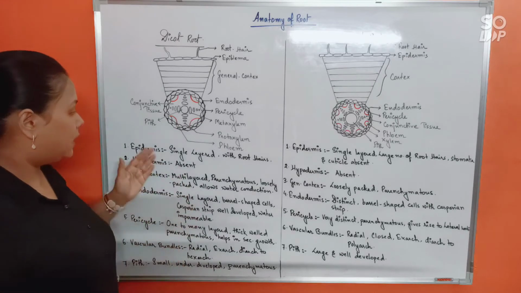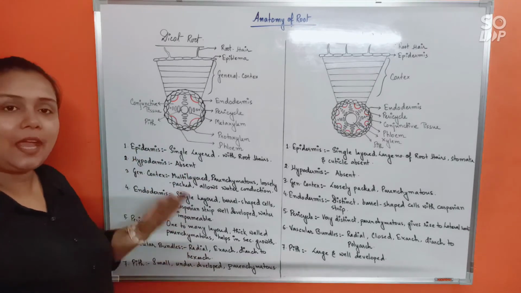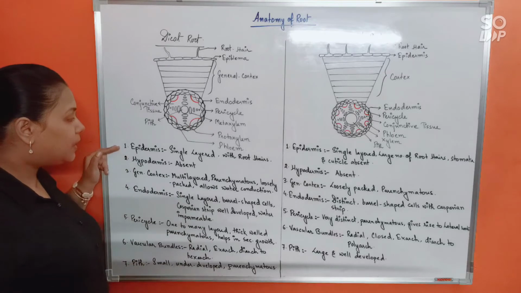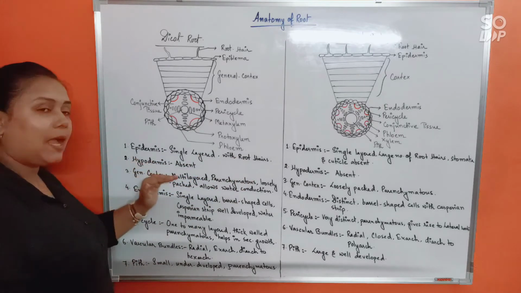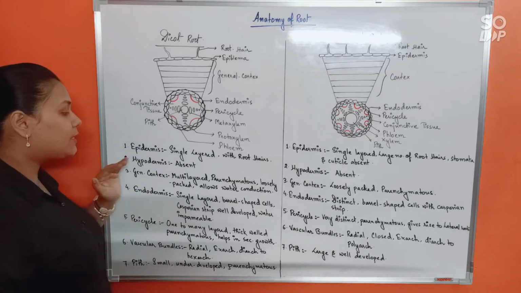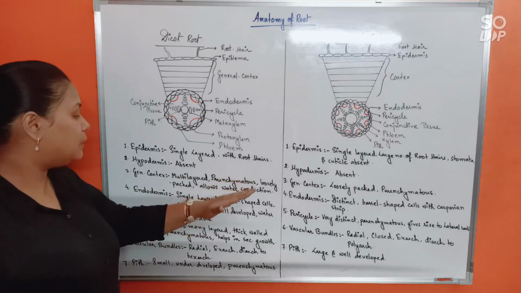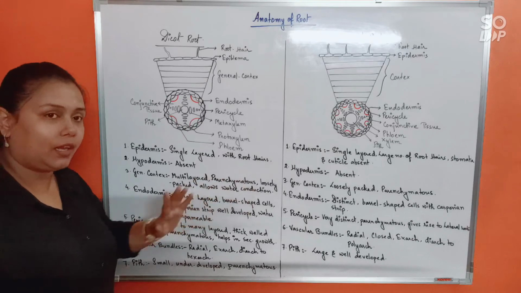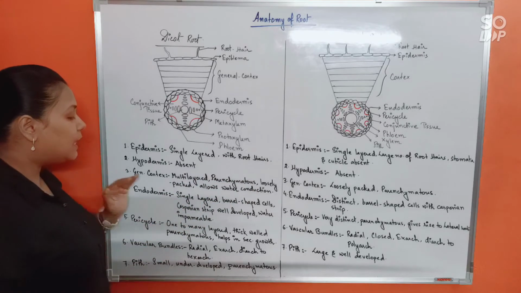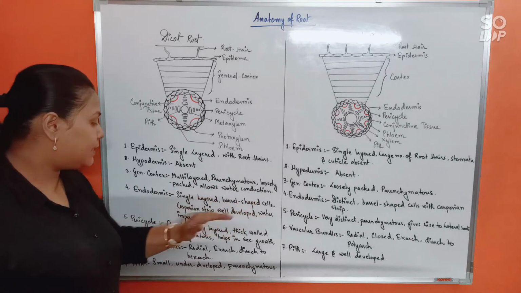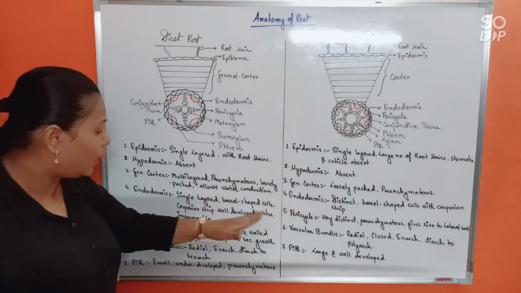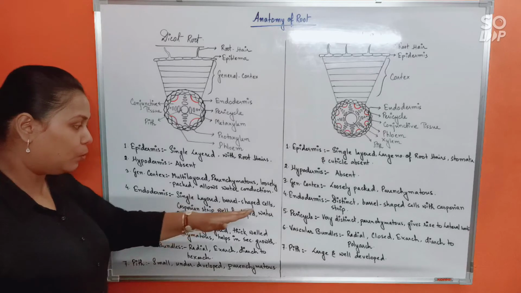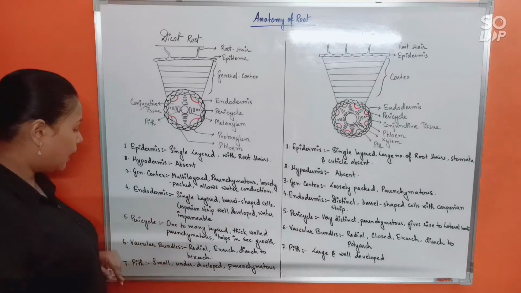So now let us read it out once so that it is again revised, right? So epidermis, single layered with root hairs. Hypodermis, absent. General cortex, multi-layered parenchymatous, loosely packed, allows water conduction. Endodermis, single-layered, barrel-shaped cells, Casparian strip, well developed, and water impermeable. Water is not going to be passed.